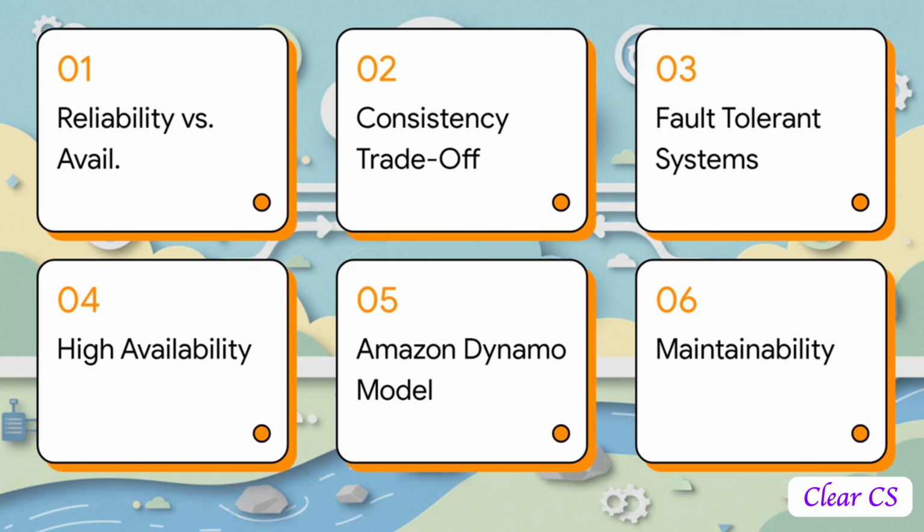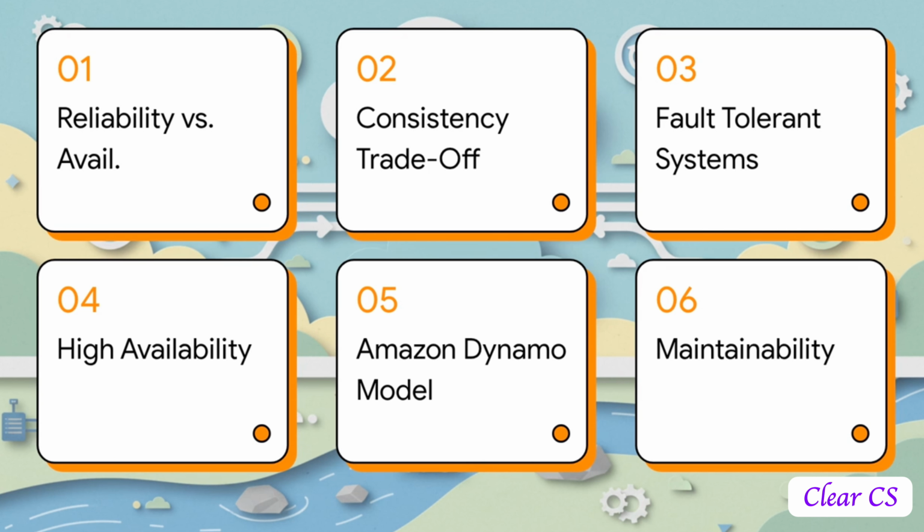Here is our roadmap for today. First, we'll look at reliability versus availability. Second, the consistency trade-off. Third, building fault-tolerant systems. Fourth, achieving high availability. Fifth, the Amazon Dynamo model. And finally, designing for maintainability.